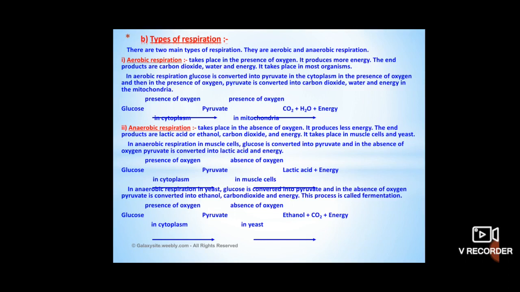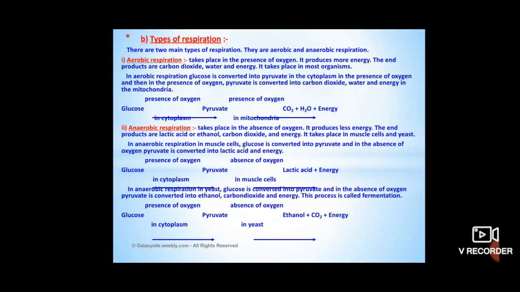Understand now, children. In aerobic respiration the glucose is converted into pyruvate in the cytoplasm in the presence of oxygen, and then, again in the presence of oxygen, that pyruvate is converted into carbon dioxide, water and energy in the mitochondria. In the mitochondria the breakdown of the pyruvate takes place and releases the energy, water and carbon dioxide. Related to this, I will link one more video on types of respiration. Just watch it.